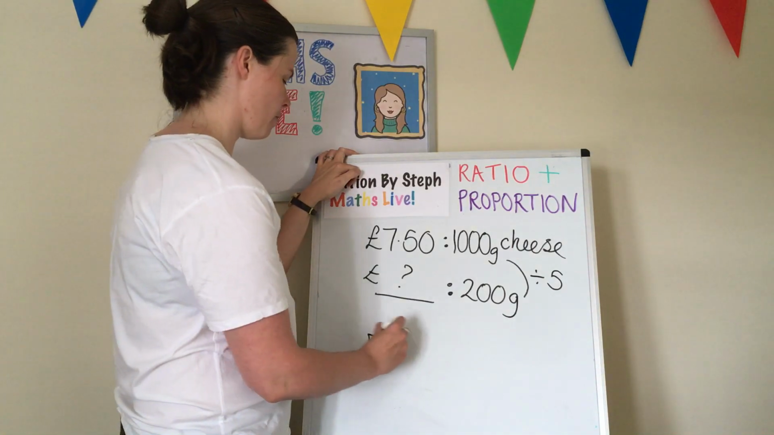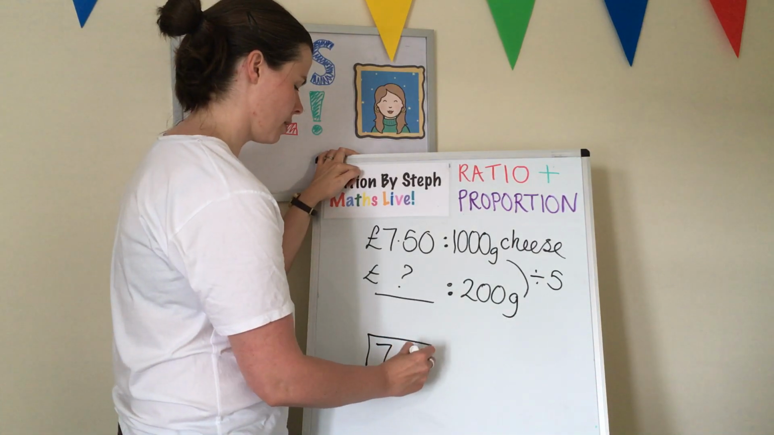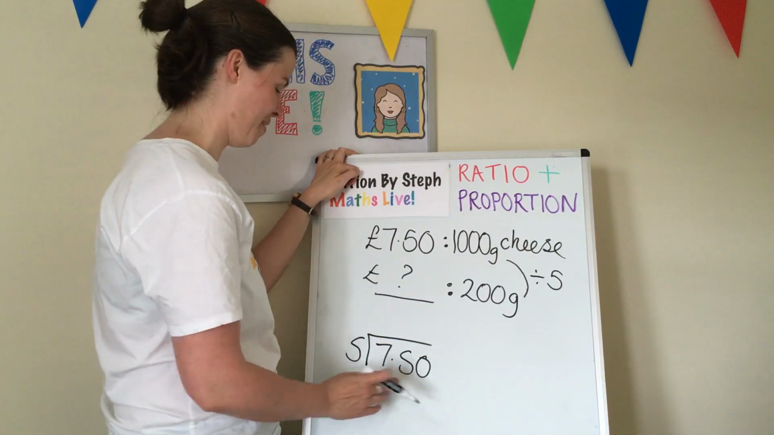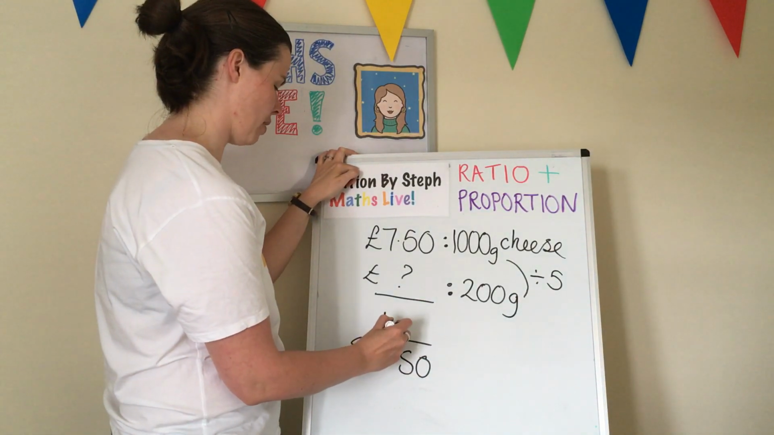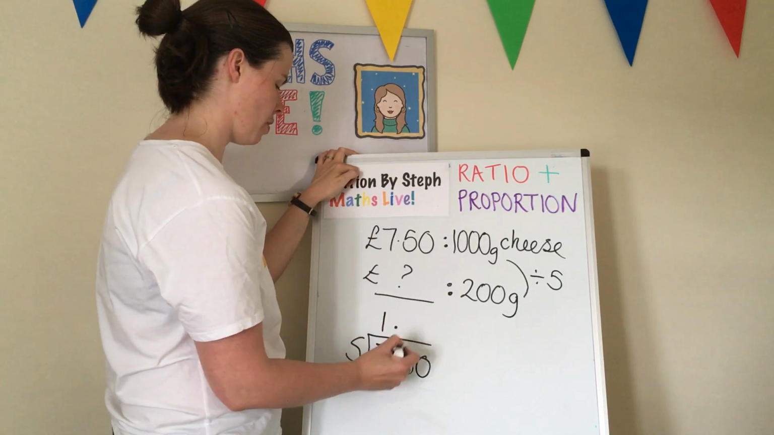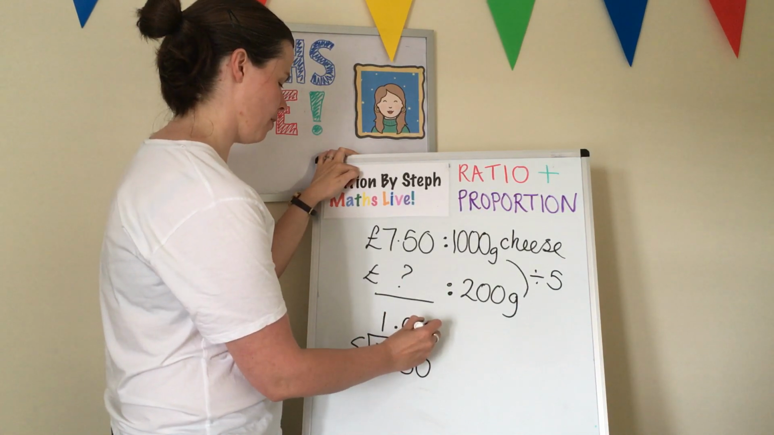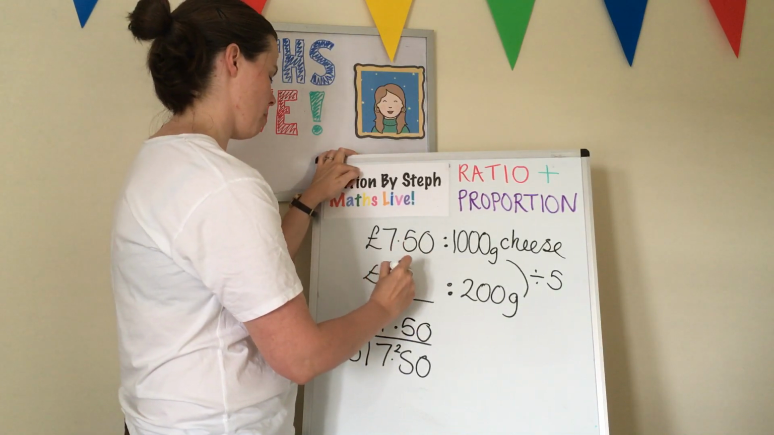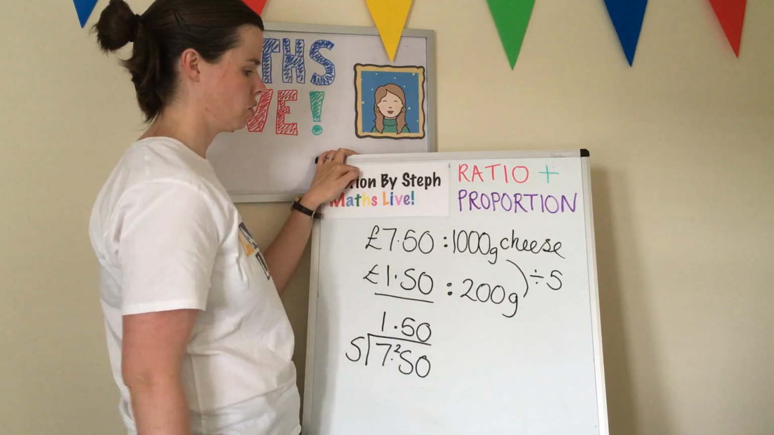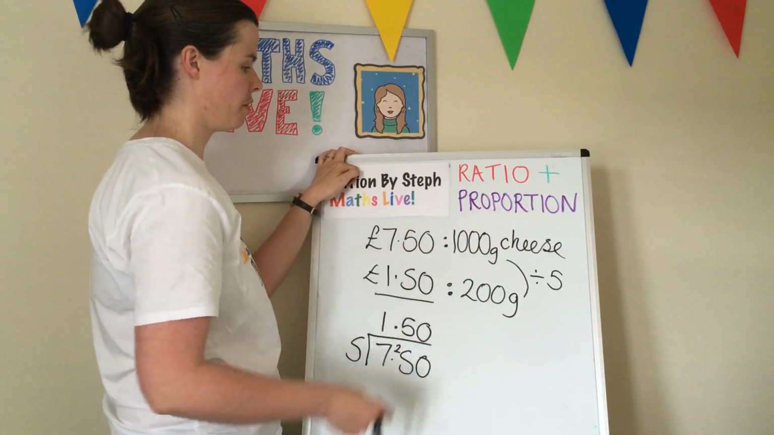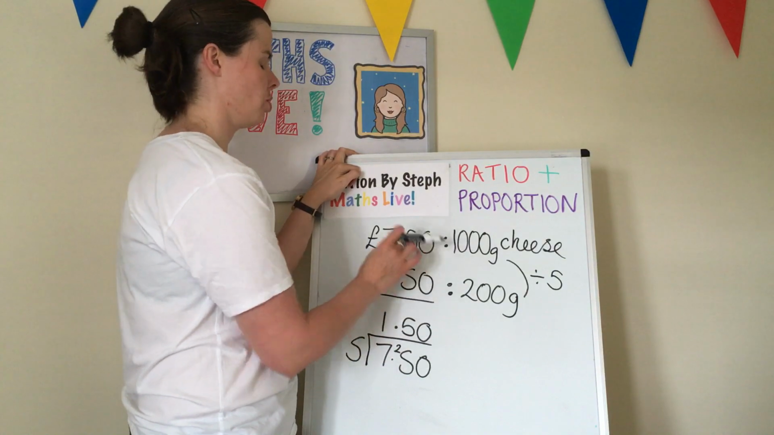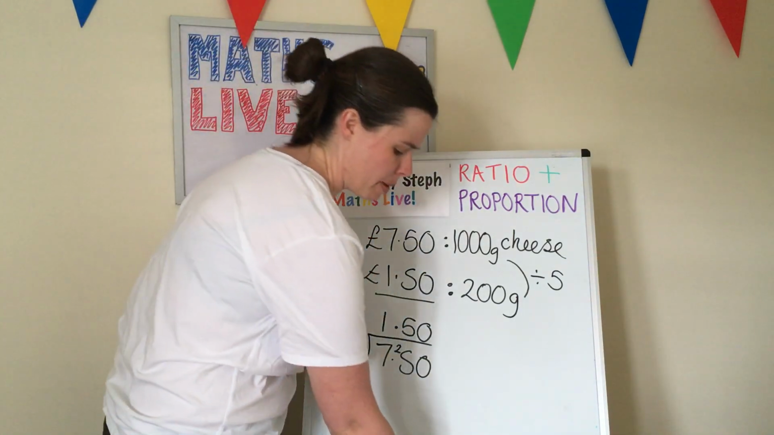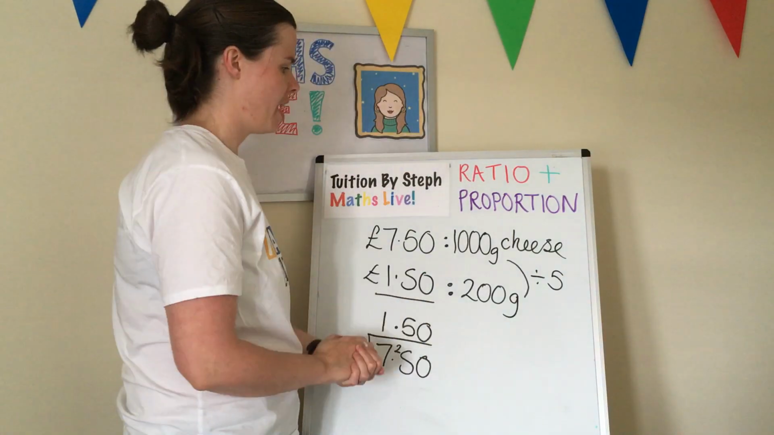So I do £7.50 divided by 5. If you want to stop and do this calculation, you can. So there's 1, 5 and 7. Carry the 2 over. 5 5s are 25 and 0. So my answer is £1.50. So 200 grams of cheese costs £1.50 when 1 kilogram of cheese costs £7.50. Oh, I think after that mistake with my calculation at the beginning, we got there in the end.